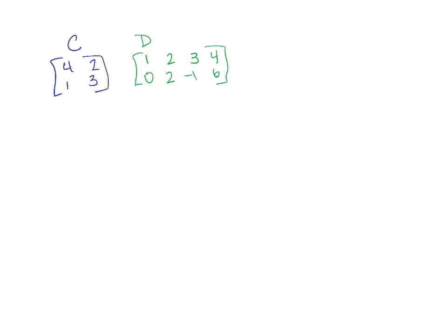And I want to know if I can do C times D. So first thing I need to do is check my order. C is a 2 by 2, and D is a 2 by 4. These need to be the same, and they are. So that means I can multiply these two matrices together. And when I multiply these together, it's going to be a 2 by 4, which is going to be my new order. So let's just jump right into it and actually multiply these together.